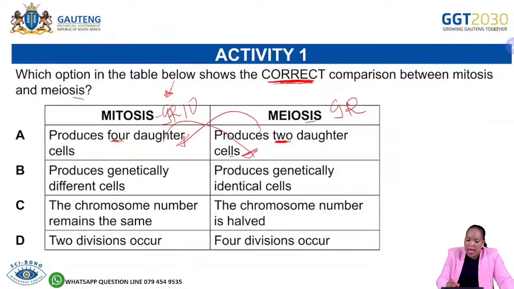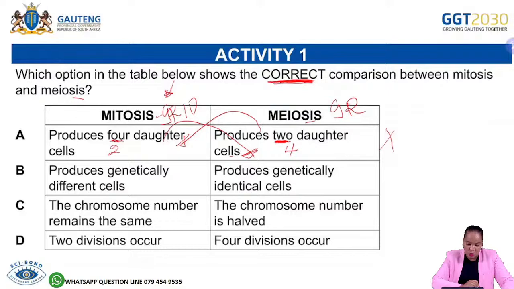So you see, in meiosis, we produce 4 daughter cells. And in mitosis, we produce 2 daughter cells. We have not spoken about their genetic material or what type of genetic material they carry. We just speak about the comparison that we see. So we see now A is out. We cannot have these because they are now vice versa.